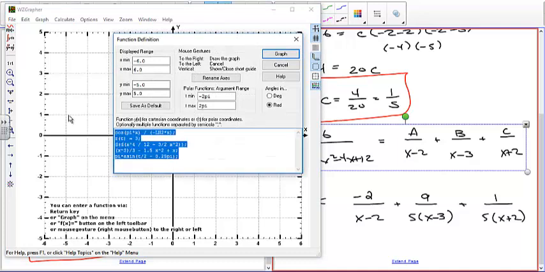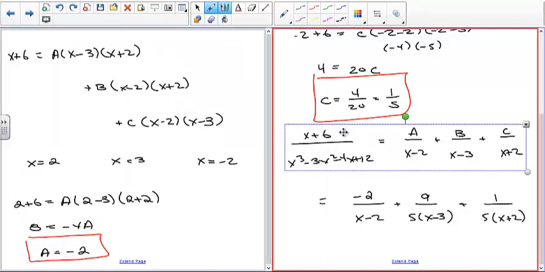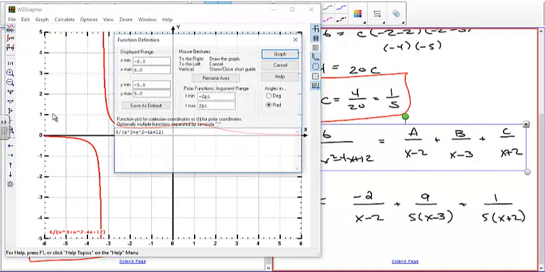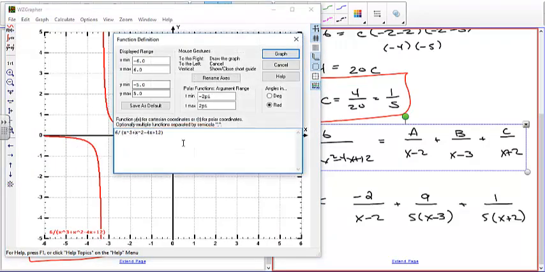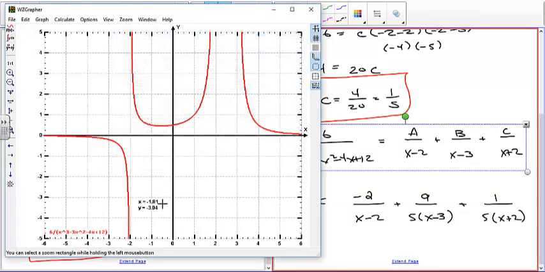Okay, so the first one was 6 divided by x cubed. I can't see right now, so I'll have to come back and do this again. X cubed minus 3x squared minus 4x plus 12. Okay, that's not exactly right, but I need to enter it in here. So x cubed minus 3x squared minus 4x plus 12. Okay, so we're going to graph that. So that's what it looks like.